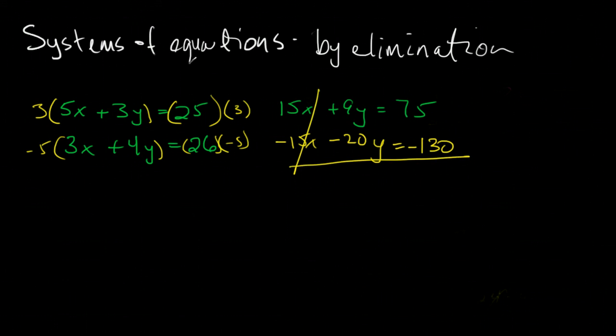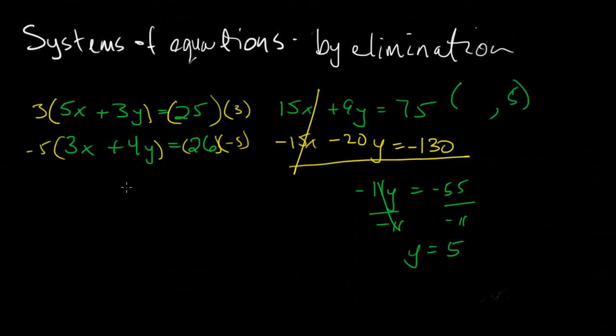Let's go back to green. My x's do in fact eliminate. Negative 20 plus 9 gives me a negative 11y, and that will be 75 minus 130 gives me a negative 55, which means that my y will be 5. Negative divided by negative is a positive. Good. So in my solution, my y is 5.